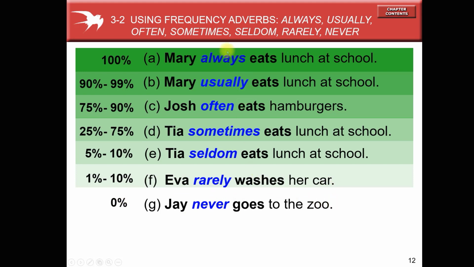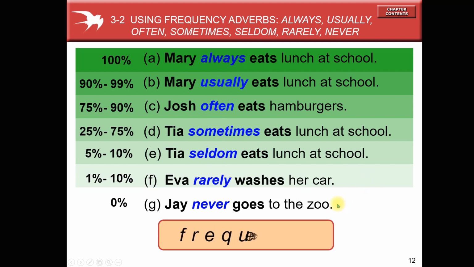Okay, remember that these are frequency adverbs. They indicate how many times we do these activities. Always, usually, often, sometimes, seldom, rarely, and never. And remember the percentages. Okay, now what else?